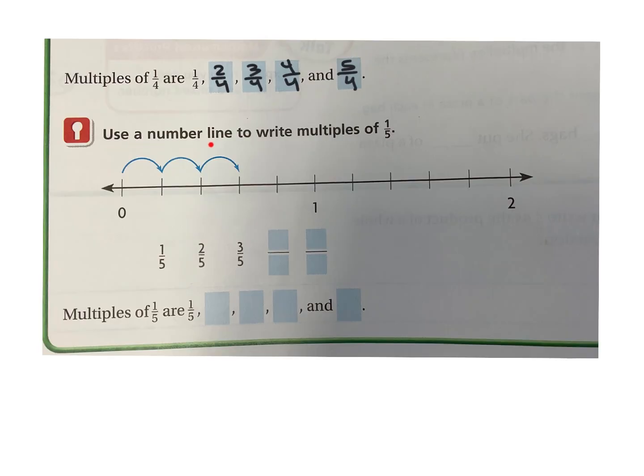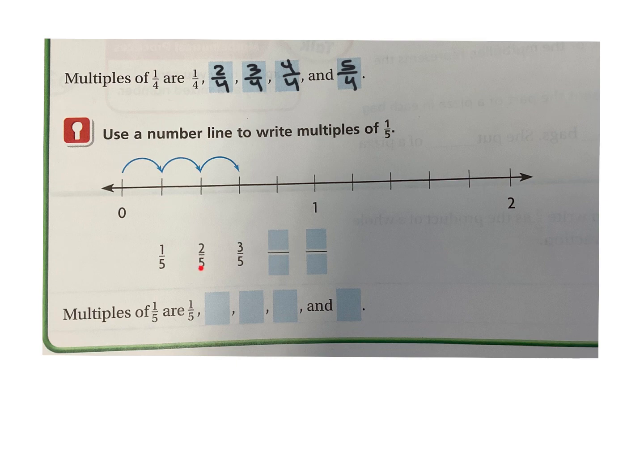Okay, on here they want us to use a number line to write the multiples of 1/5. So you can see we have between 0 and 1. Remember, fractions are in-betweeners here, not one whole, but more than 0. We have 1/5, so it's broken into 1, 2, 3, 4, 5 segments. One of those segments is 1/5.